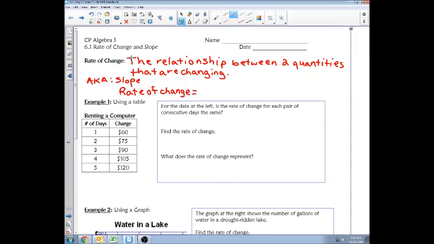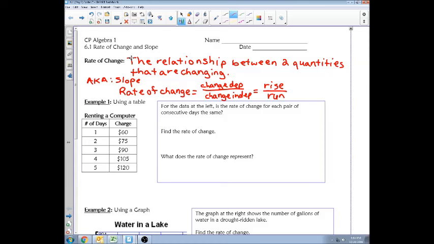equals the change of the dependent variable over the change in the independent variable, also known as the rise over the run. Okay? So let's look at example number 1.